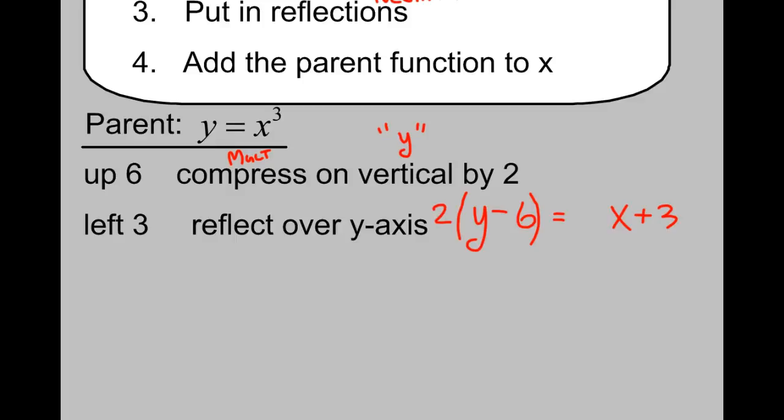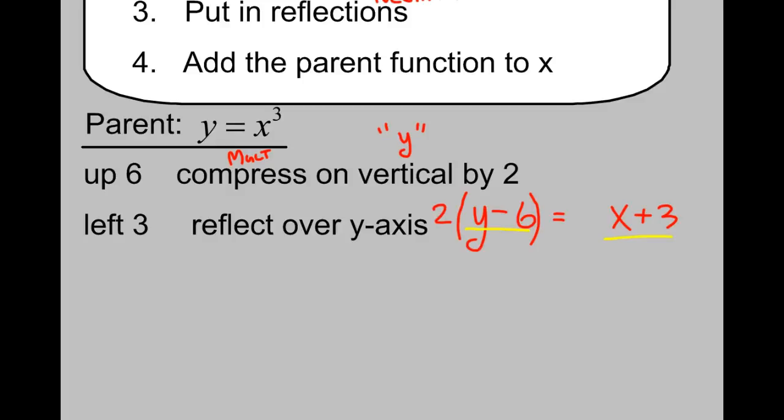So anyway, we're working backwards here, and we want to write the equation from what's going on with the graph. We started this one. We went up 6. So let's just highlight what happened here. We went up 6. What did that change? That changed the y, and we subtracted 6 from it, right? We went left 3. What happened there? Well, we added 3 then to the x.